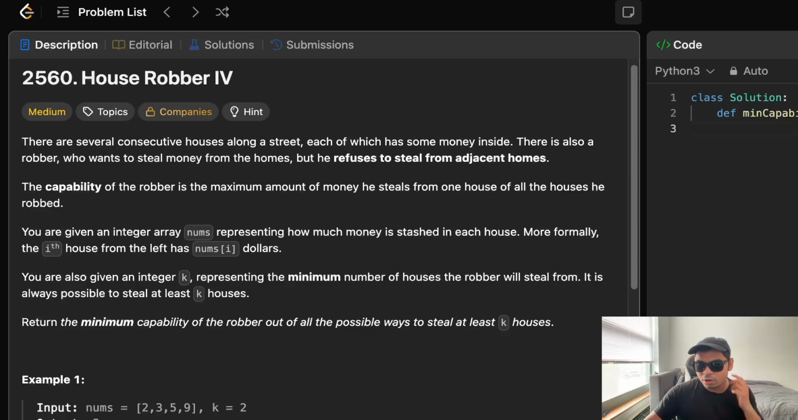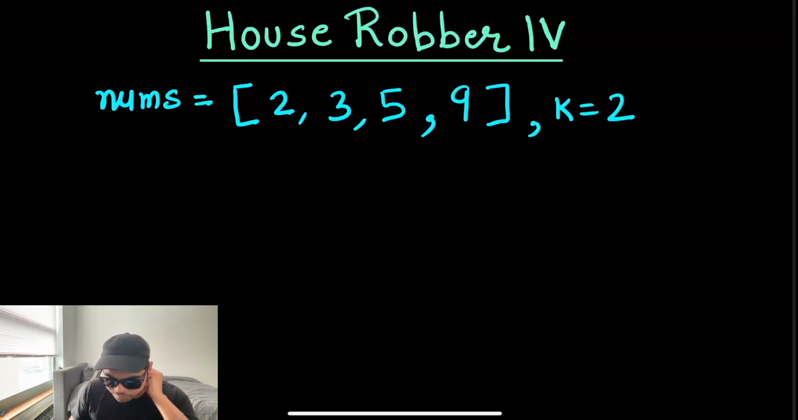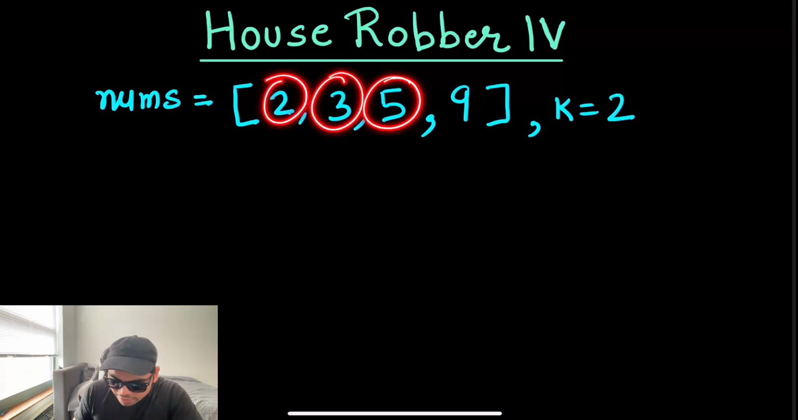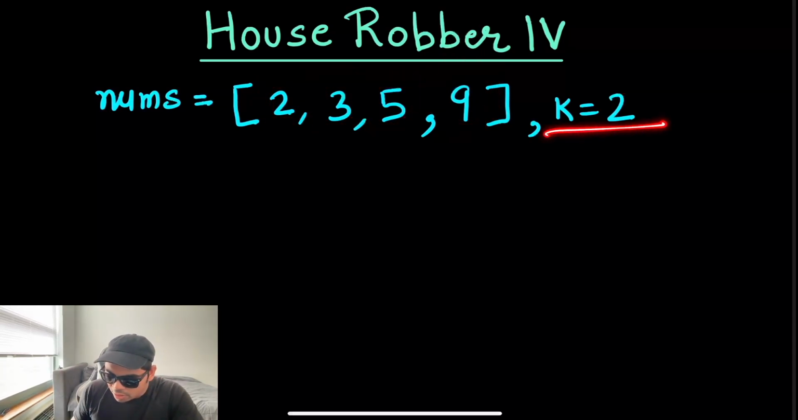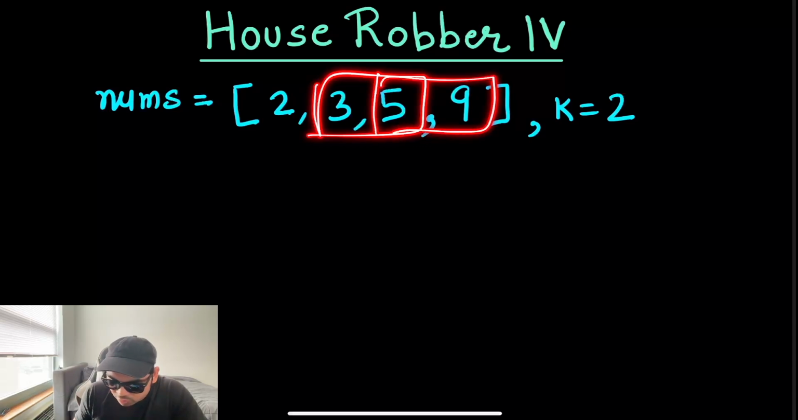So let's see how we can approach this problem. We have 4 houses. The first house has $2, the next has $3, $5, $9. The robber has been asked to steal from at least 2 houses, and they cannot be neighboring. These 2 cannot go together, these cannot go together, these cannot go together.